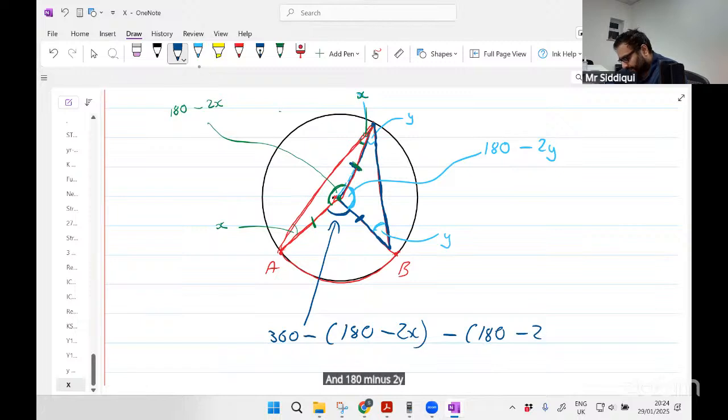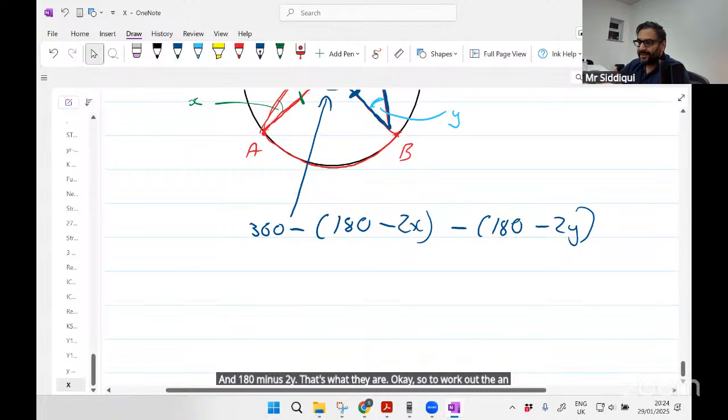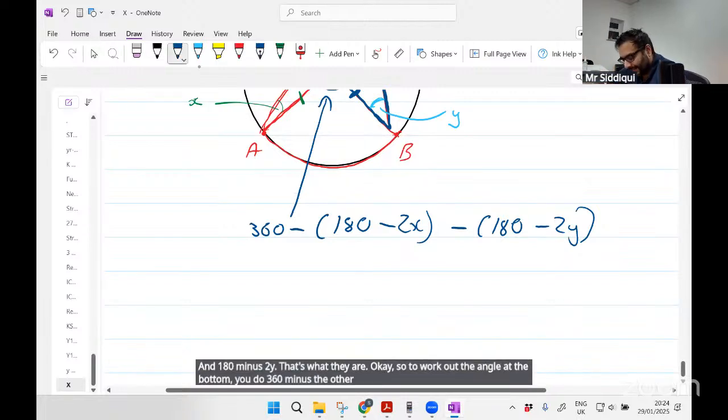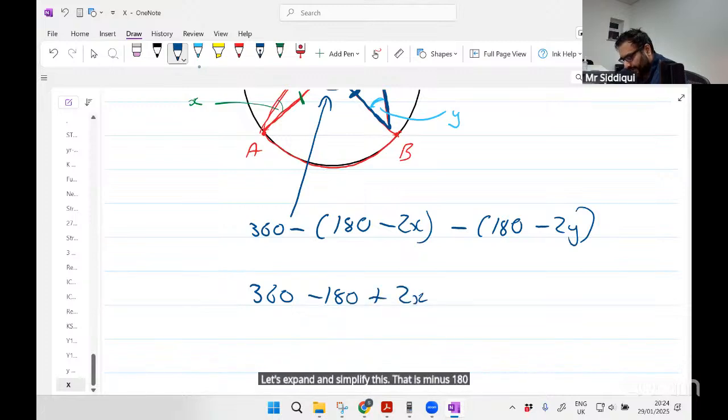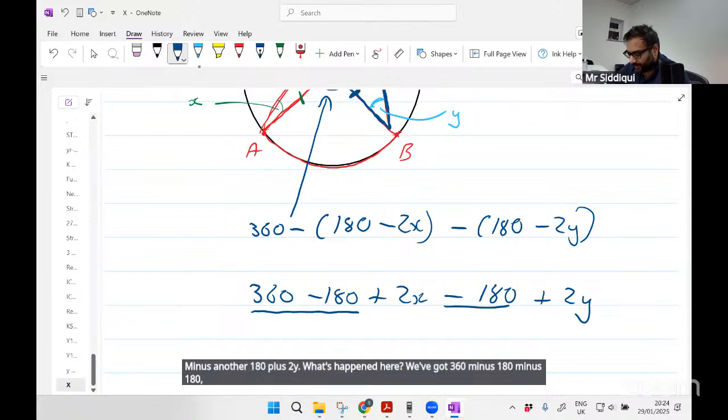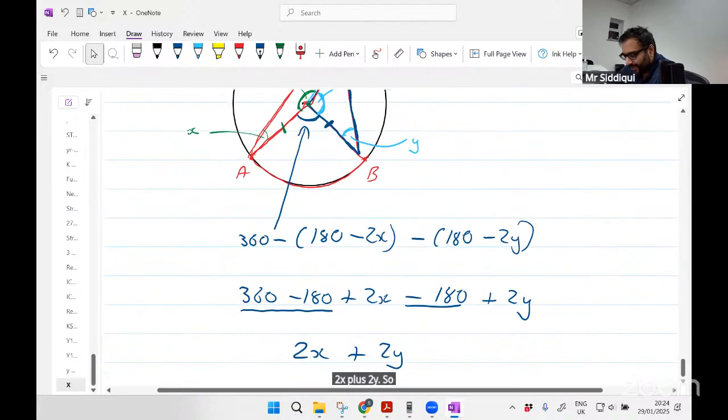That's what they are. Okay, so to work out the angle at the bottom, you do 360 minus the other two angles. Let's expand and simplify this. That is minus 180 plus 2x, minus another 180 plus 2y. What's happened here? We've got 360 minus 360, which is 0. That's all gone. What are we left with? 2x plus 2y. So we have shown that this angle here is 2x plus 2y.